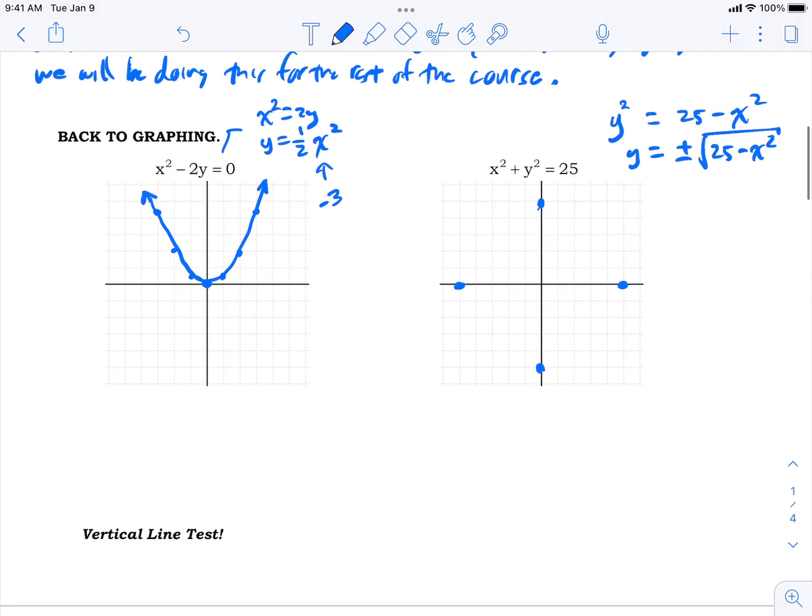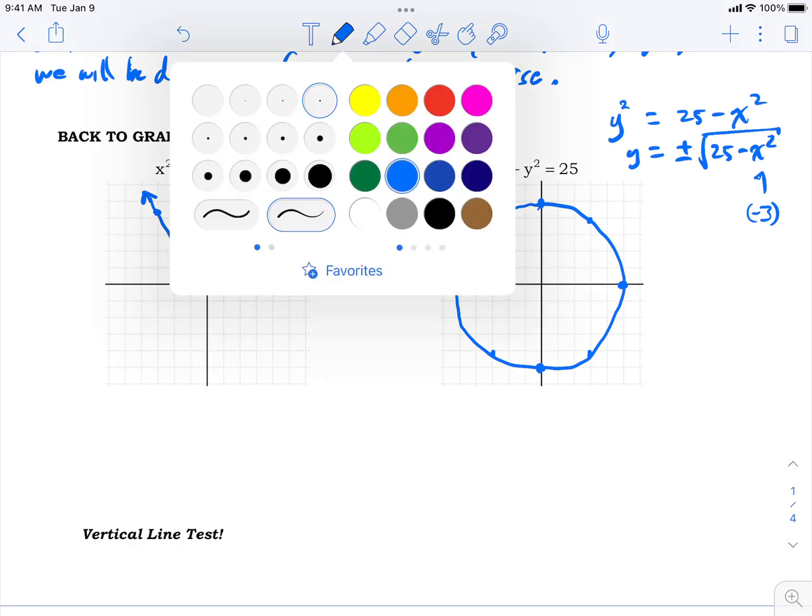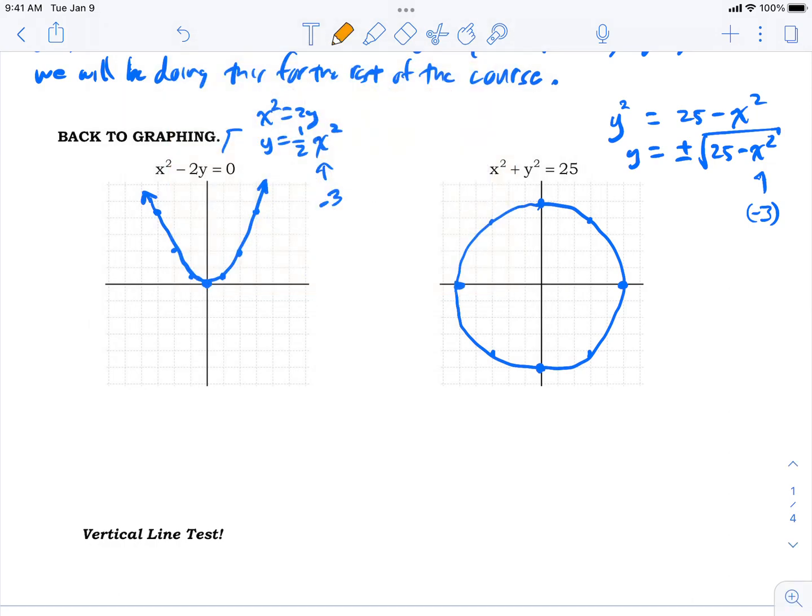But let me go back and start plugging in values for x again. If I plug in a 3, 3 squared is 9. 25 minus 9 is 16. Square root of 16 is 4. I got plus or minus 4. So when x is 3, I go up to plus or minus 4. And by the way, if I used a negative 3, I'd get the same thing because I'm just squaring it. So again, it's 25 minus 9, which is 16. So I'm up to here. And hopefully you remember this one from last time. We're getting a nice circle. This comes out to a nice circle, and you can plug in more points if you want to define it even better. So that's just a reminder of how we turn equations into graphs.